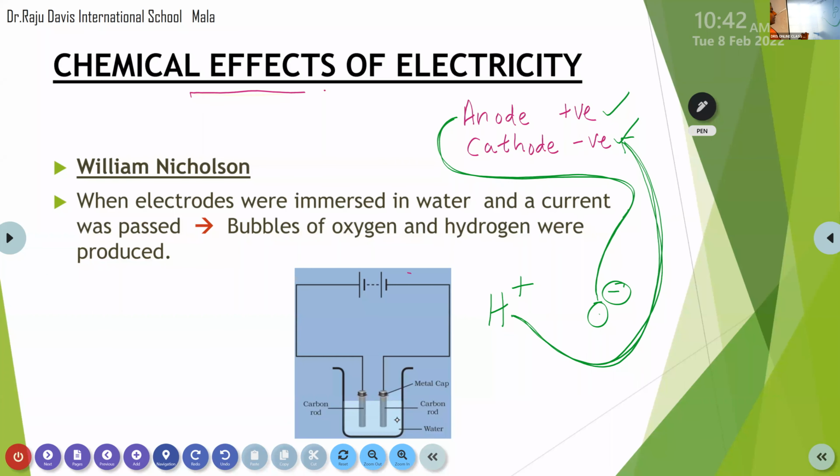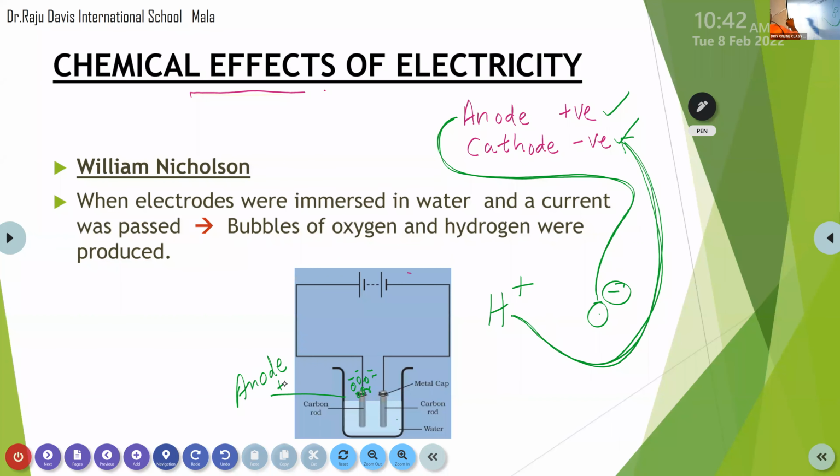And you observe in this experiment that when we pass electricity through this water, the bubbles of oxygen appear in which electrode? Bubbles of oxygen in the anode. Clear? Why can we see the bubbles of oxygen near the anode? Because oxygen is negatively charged, so it moves towards the positively charged electrode. Which is the positively charged electrode? Anode. So anode has positive charge, oxygen has negative charge.